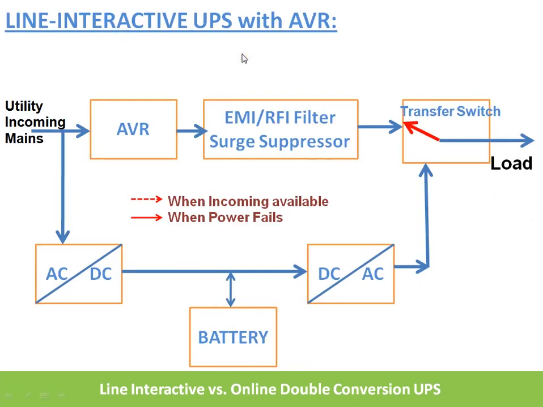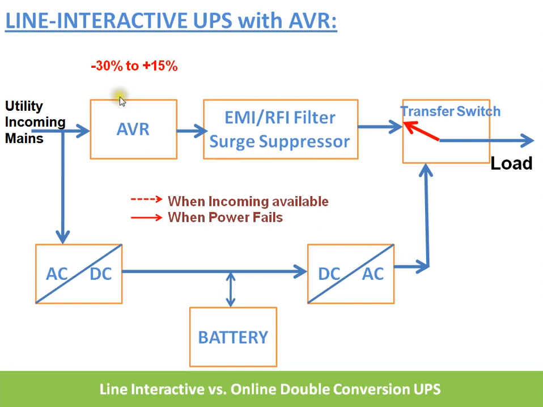This is the block diagram of a line interactive UPS with automatic voltage regulation feature. Whenever the incoming power is available, it is fed to the load through the AVR block and filtering block. What is the purpose of the AVR block here? Whenever there is a variation in the input voltage, this AVR block increases or decreases that voltage so that the set value is fed to the load. Here I have considered a set value of 230 volts.